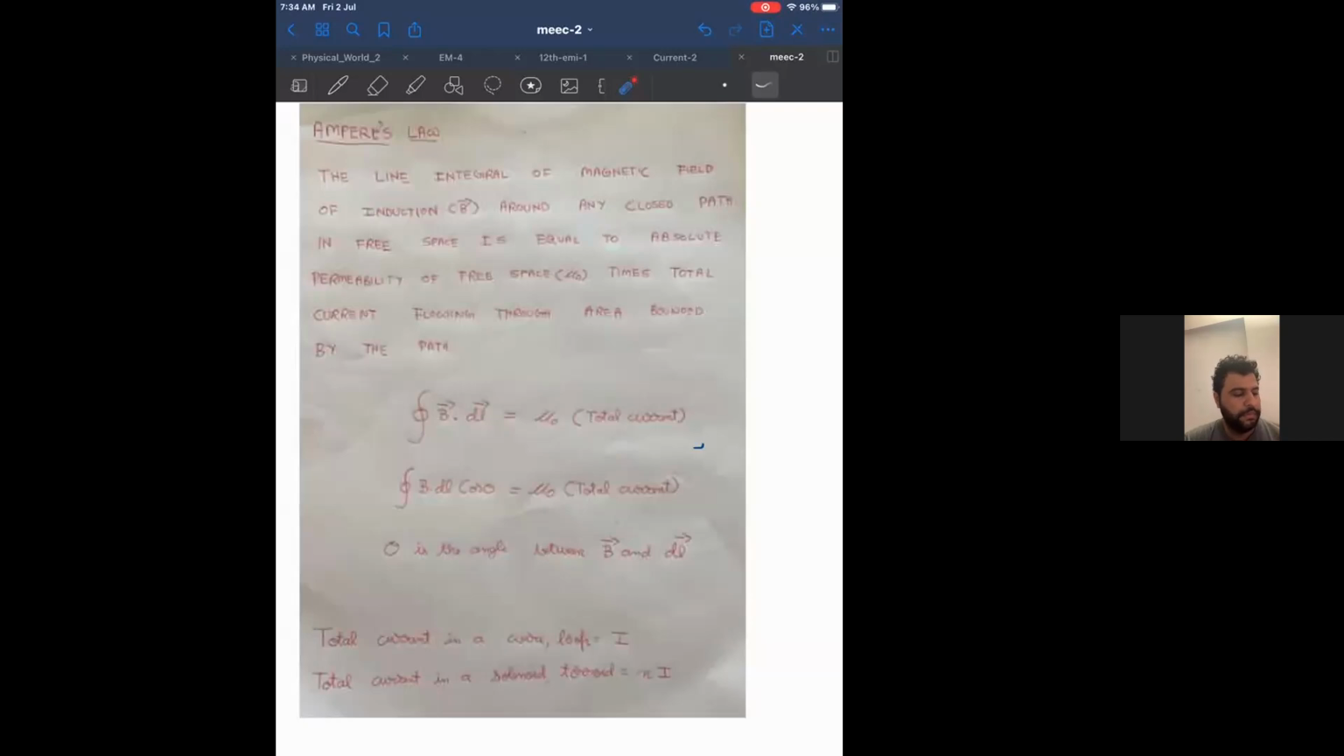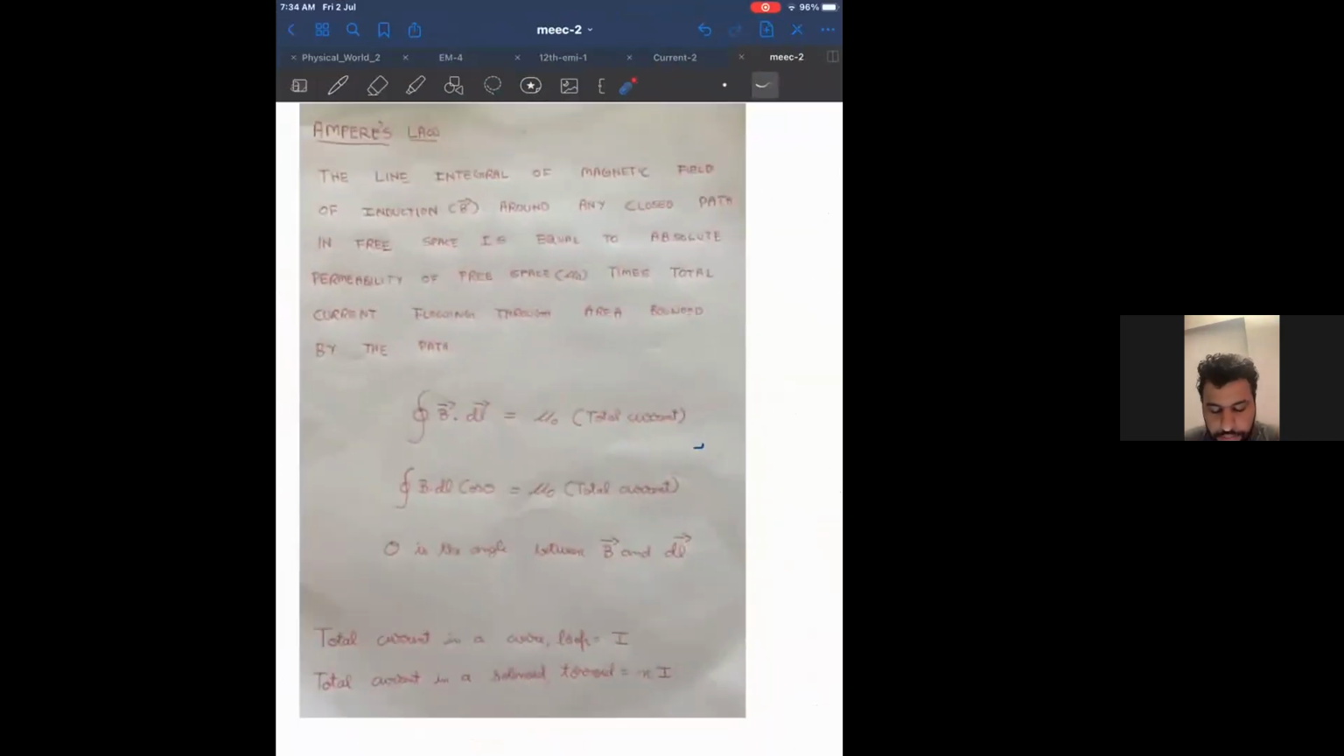So can you repeat the last line? The line integral of magnetic field of induction around the last total current in a solenoid. Hold on. People are asking to read the whole statement, so I'm reading in that last line also.